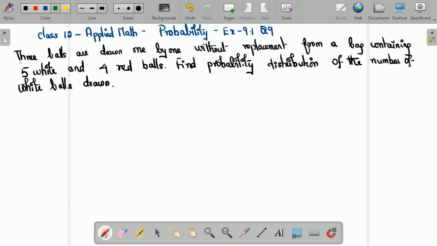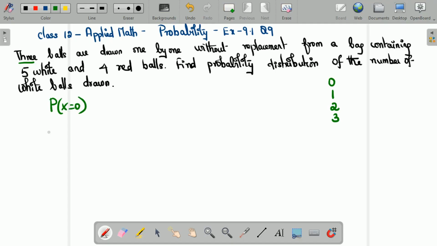See, we are expected to draw 3 balls here, and so let's find out what the possible outcomes are. There can be 0 white balls, or 1 white ball out of the 3, or 2 white balls out of the 3, or all the 3 balls could be white balls.